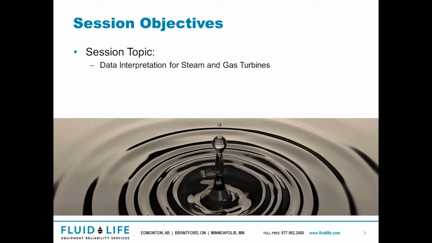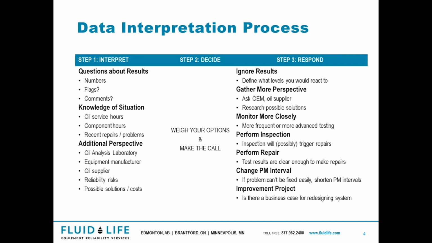Today's session topic is going to be data interpretation for steam and gas turbines. We're going to cover a number of topics, but first of all, when you're interpreting results, you have to take this three-step process. First is to interpret your results, figure out what's going on, and so you have to have your questions, your knowledge of the situation, and any additional perspective, whether that's from your OEM or your oil supplier, or from your technician. Step two is to decide, so weigh your options and make a call. And step three is respond.